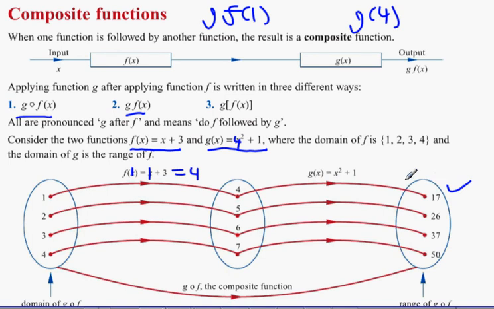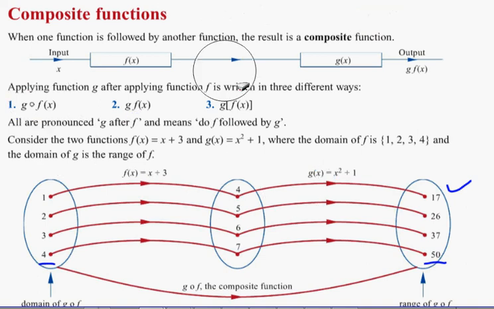Another example would be 4. f of 4 is what, guys? What's the answer for f of 4? 7. And then we have to find out what g of 7 is. g of 7 is 7 squared plus 1, which is 50. 49 plus 1, which is 50. It's quite easy.